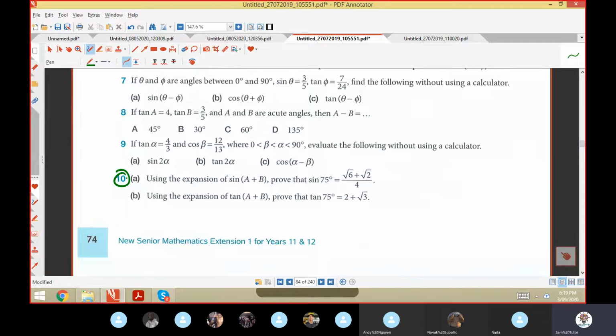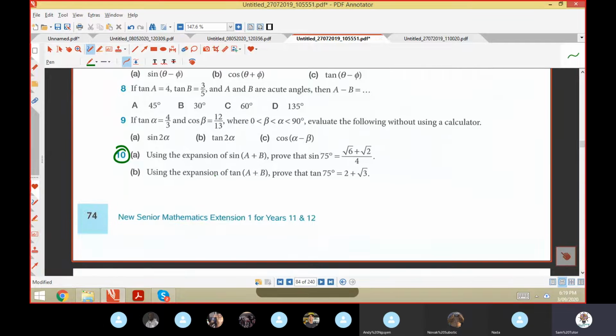The clue I can give you is when you're doing sine 75, use your angles that you like, 30 and 45. For sine, sine A cos B plus cos A sine B. And then 75, yeah, you use sine 30 plus 45.